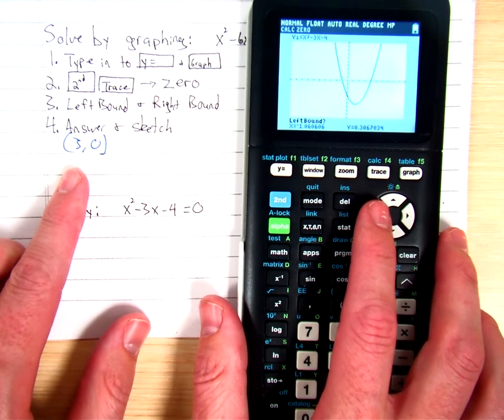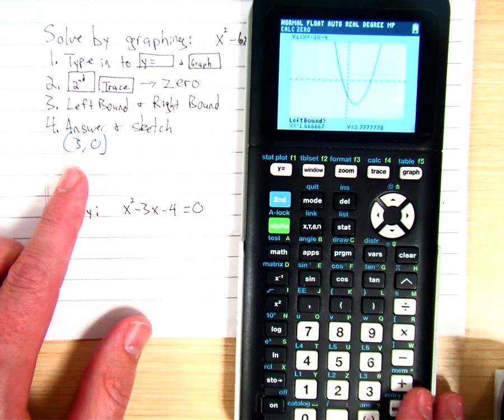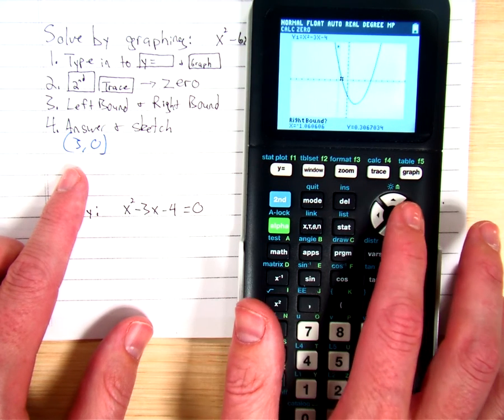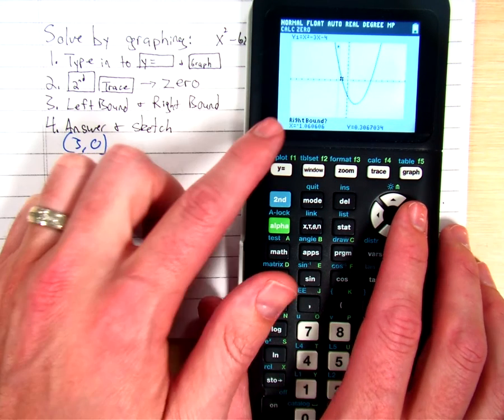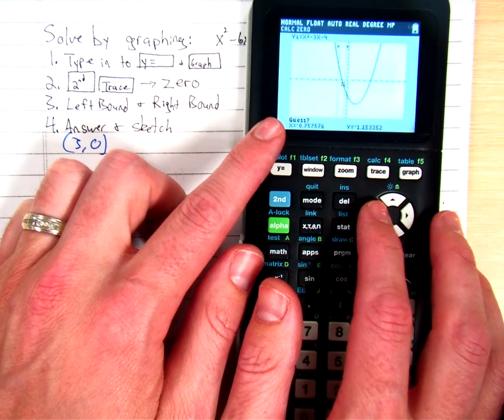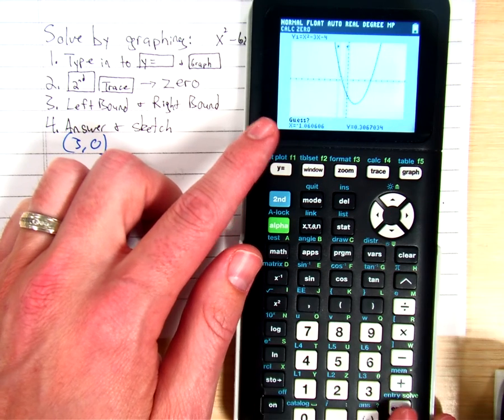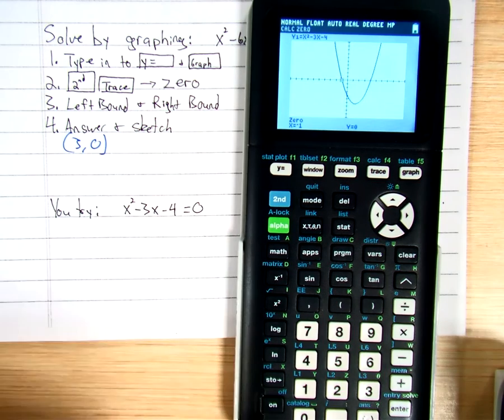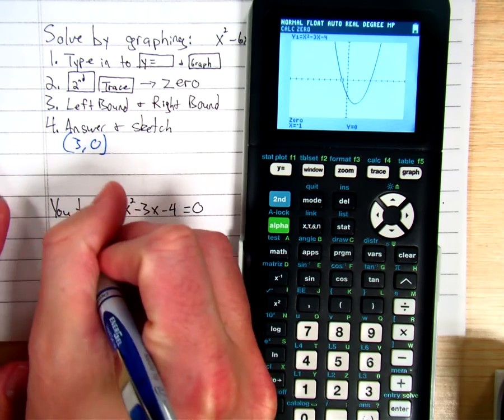Left bound, left, left, left, left. Enter. Back down to the x-axis. Okay. Right bound, right, right, right, right. Enter. Back to the middle and hit enter one more time. -1, comma 0. That's our first one.